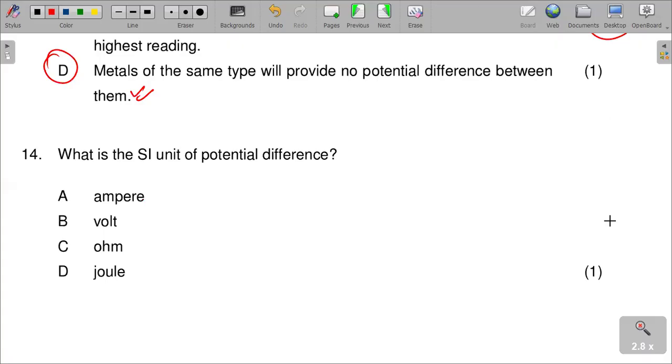What is the SI unit of potential difference? Number 14. You should understand that it's the volt. We are talking about voltage, which is measured in volts.